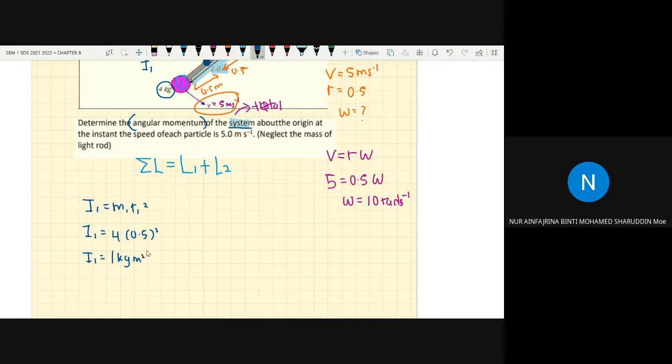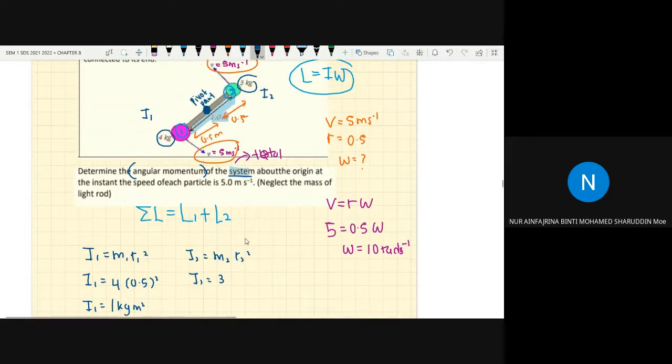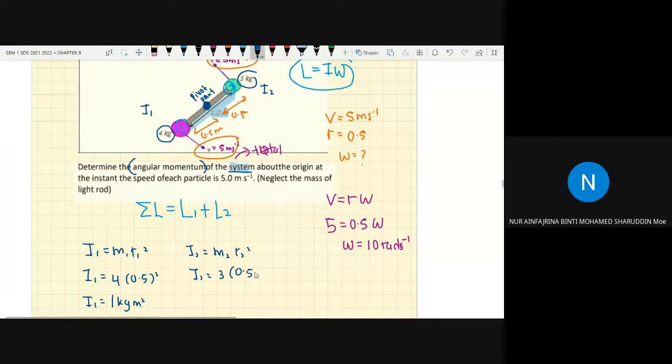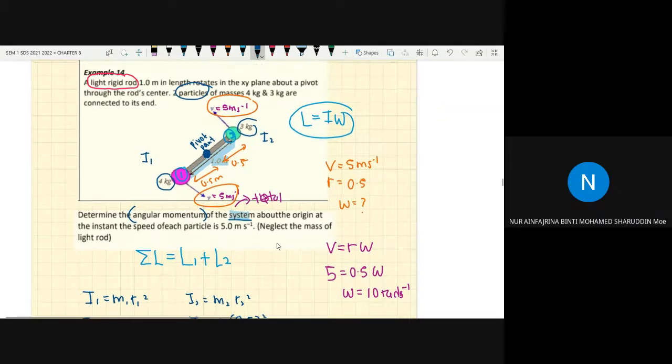Sama juga awak buat pula untuk I2. I2 adalah M2 R2 squared. So I2 mass 2 adalah 3 kg and then dia adalah 0.5 squared. Jadi I2 awak akan dapat 0.75 kg meter squared. Okay, right now sebab dia cakap particles.